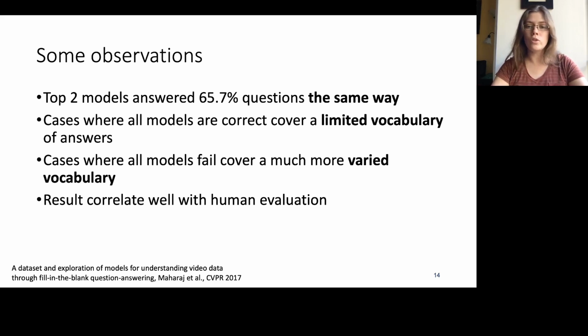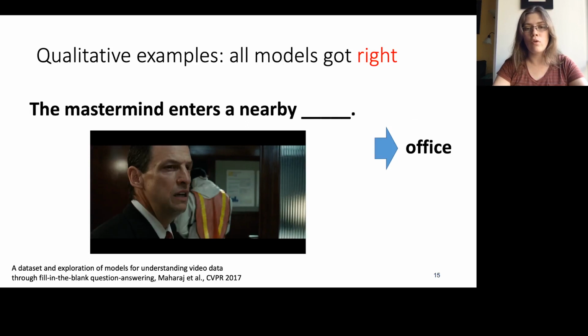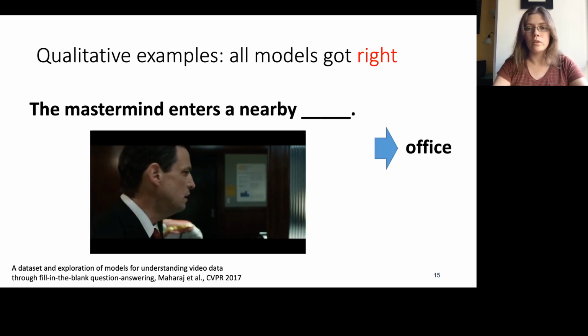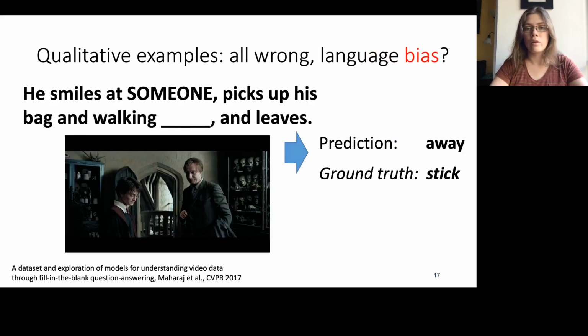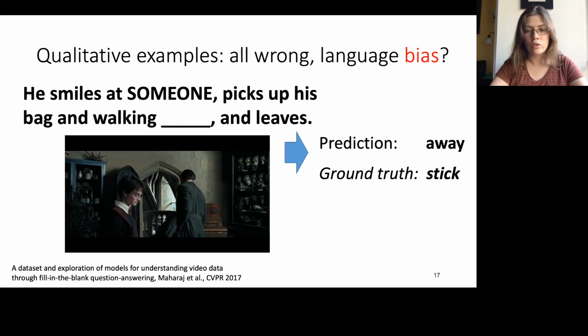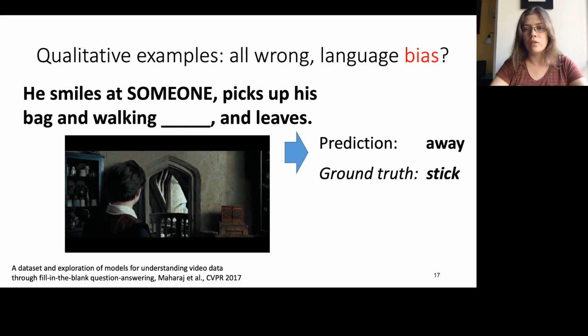And we also had humans evaluate these models, and their results agree well with our automatic evaluation. So where these models can do well is typical scenes like office, or typical actions like nodding. But then we see a failure case. Here is a slightly more difficult example where there is a stick that he is picking up, and the language bias finds to say walking away as a much more likely and confident guess in this case.